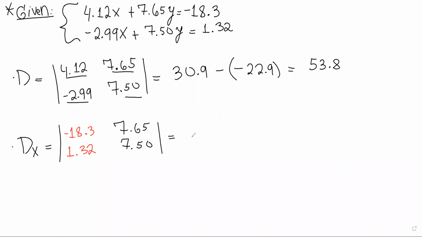Good. Now A times D, negative 18.3 times 7.50. Negative 137.25 minus B times C, which is 10.1. This gives negative 147.35.